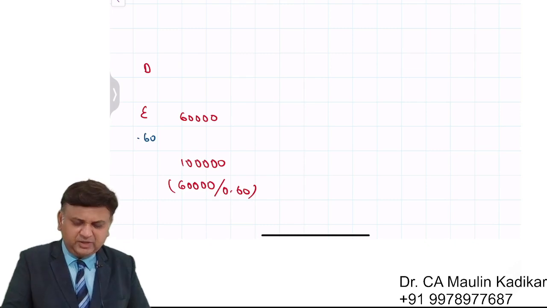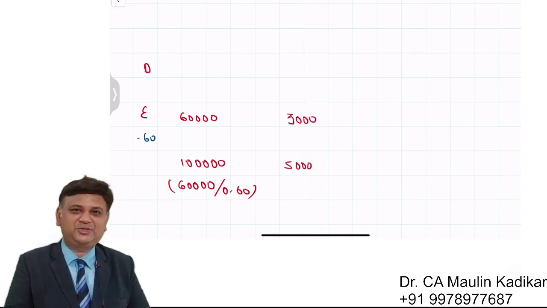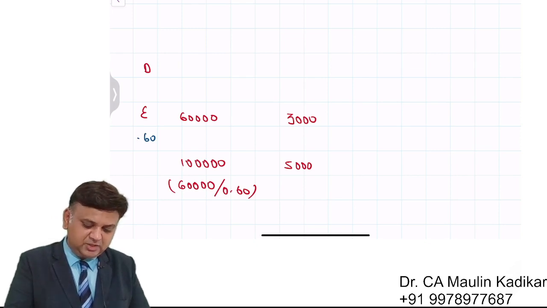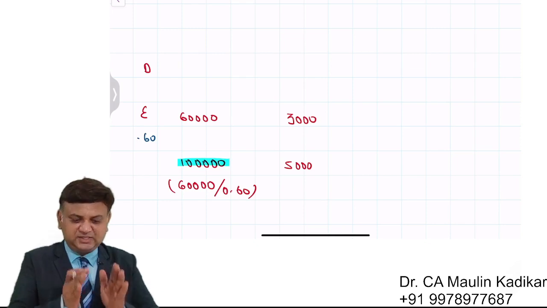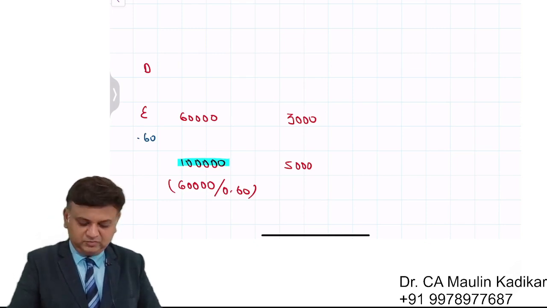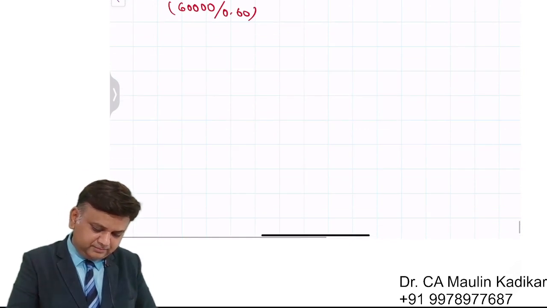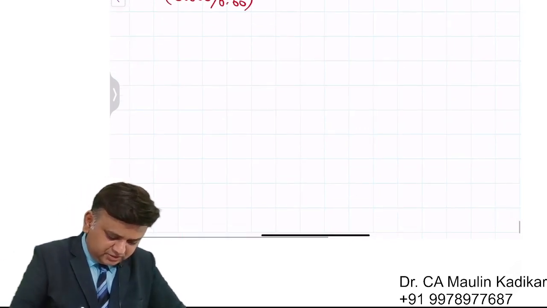After that, even if I want, for example, only 5,000, then for the equity component of 3,000, I have to go for the new issue. So the answer of the question is rupees 1 lakh. It is calculated as 60,000 divided by 0.6. So write down with paragraph. That is the answer for the fourth question. Write down.